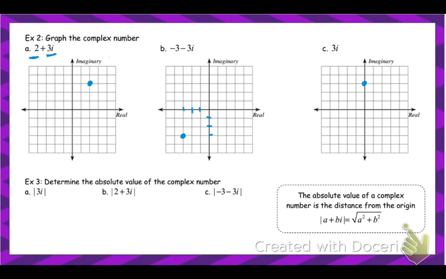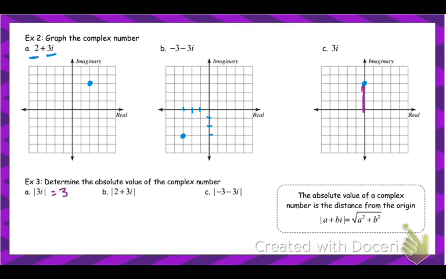What you can also do is find the absolute value. Again, absolute value is a little bit different. It's the distance away, not from 0, but from the origin on this complex plane. So for 3i, that's pretty easy. That distance right there is 3. So the absolute value of 3i is 3.